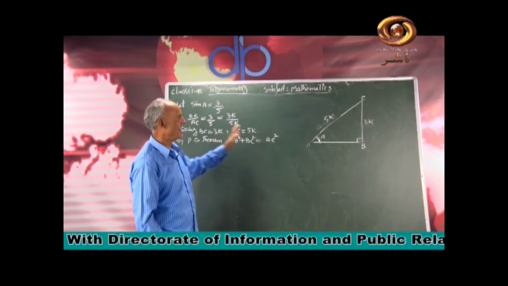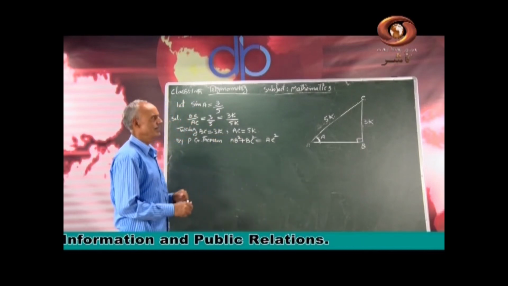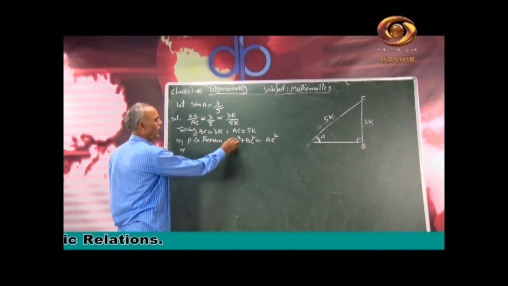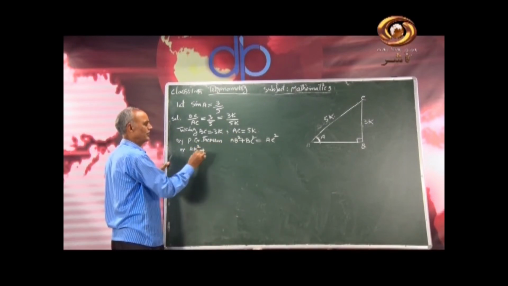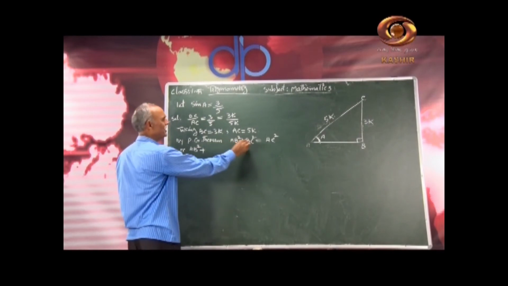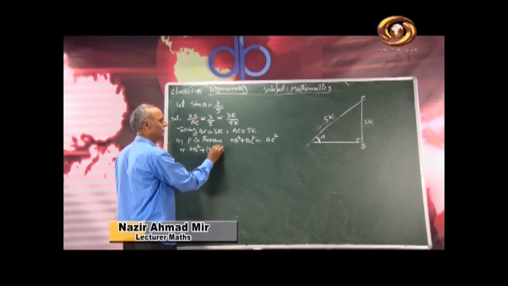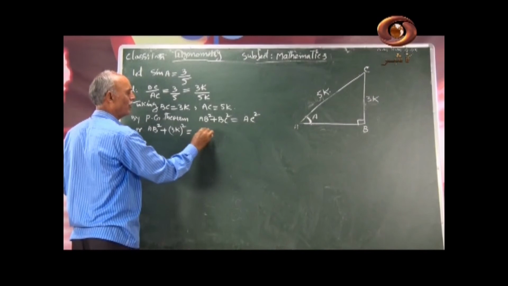We are given three sides. When two are known, third can be determined. So putting the values, AB is not given. We will write AB square plus BC square, the value of BC is 3k means 3k whole square, and the value of AC is 5k means 5k whole square.